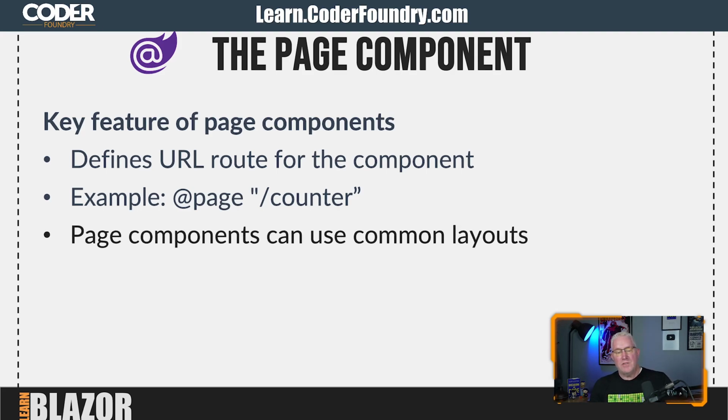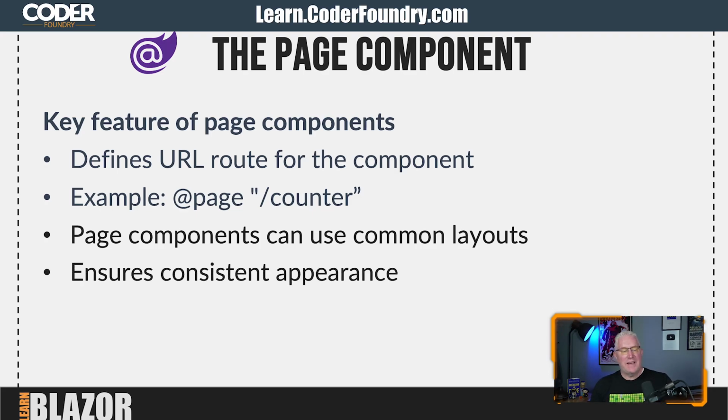And page components can use common layouts. So when we have our layout component, we can have one layout component for the entire app, or the page could have its own layout. Each individual page can have its own layout, but it can take advantage of that one layout component so you don't have to worry about building the header and footer on each page. And this ensures a consistent appearance across your whole application.